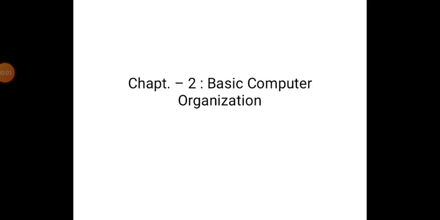Welcome to the subject Computer Fundamentals. We are in chapter 2, that is Basic Computer Organization, and today's topic is Input Units and its functions, Output Units and its functions.